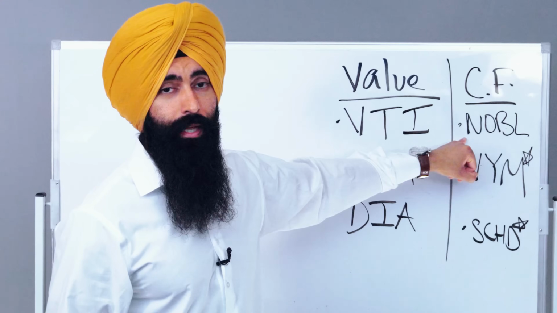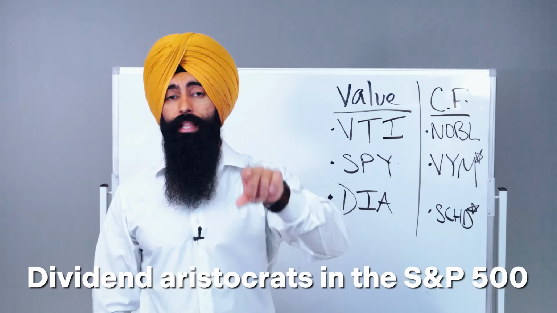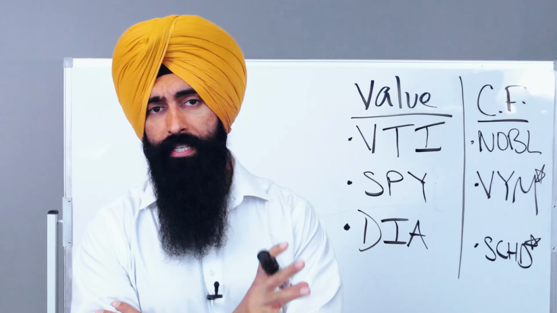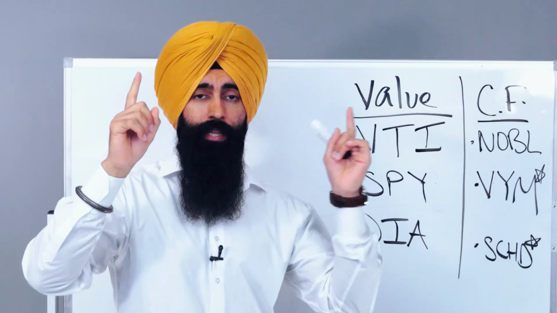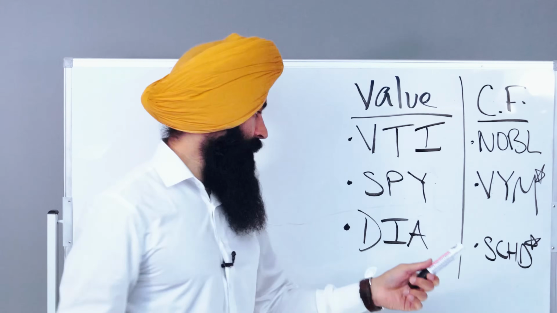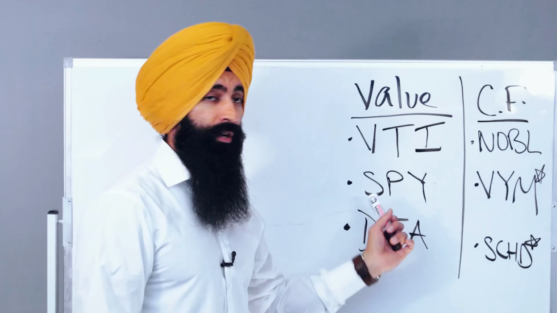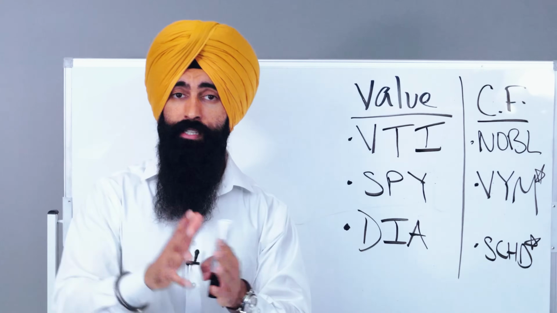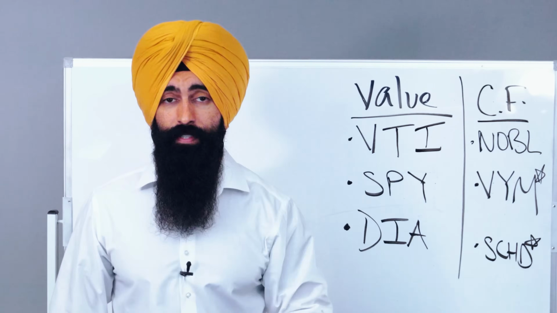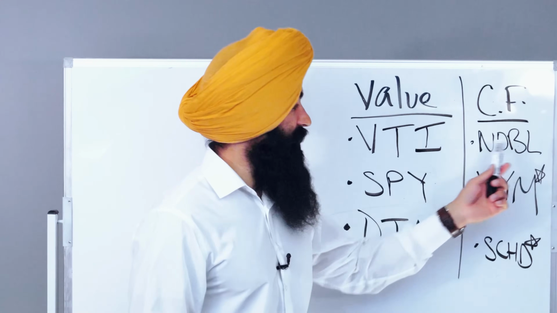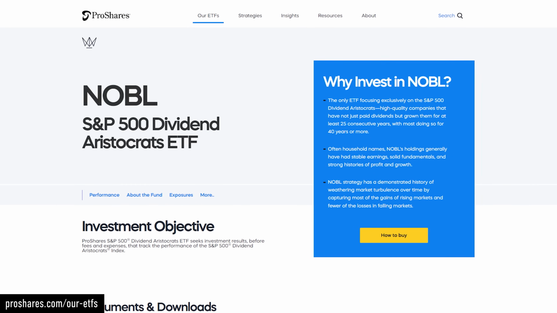Starting with Noble, NOBL. This is an ETF that gives you exposure to dividend aristocrats that are in the S&P 500. This is going to get a little bit technical, but let me explain what this means. Number one, this is investing in dividend-paying companies that are in the S&P 500. The S&P 500 is a group of the 500 largest companies in the stock market. Out of these 500 companies, some of them are going to pay dividends, some of them are not. This is investing in the dividend-paying companies. But it gets a little bit more sophisticated because it doesn't just invest in every dividend-paying company in the S&P 500, it invests in the dividend aristocrats in the S&P 500.